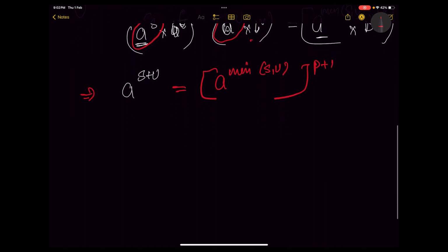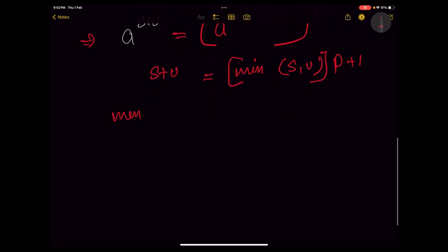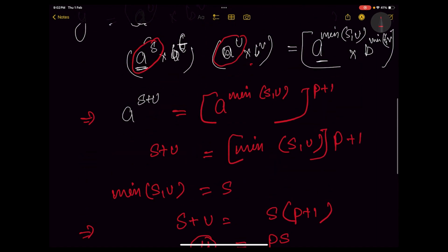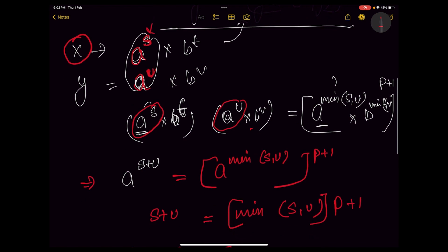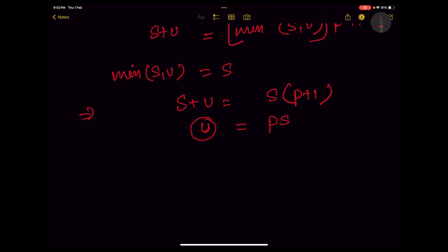Now if I consider only the powers, that would be minimum of s comma u into p plus 1. Now if I consider the minimum of s comma u as s, what would the equation be? It would be s into p plus 1. After calculating, it would be p into s, and I need to find u. Why? Because I have the value for x, so I know s, that is a to the power of s, and with the help of this s I need to find u, and by using that u I can find the value of y.